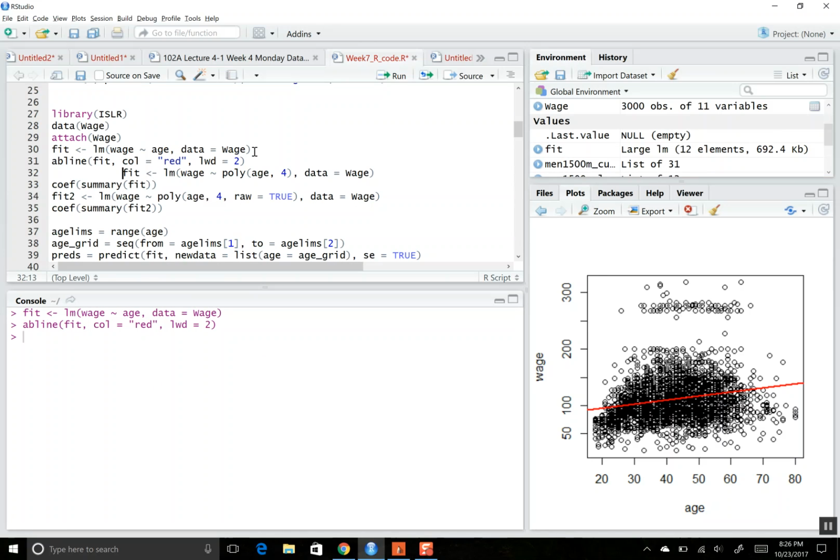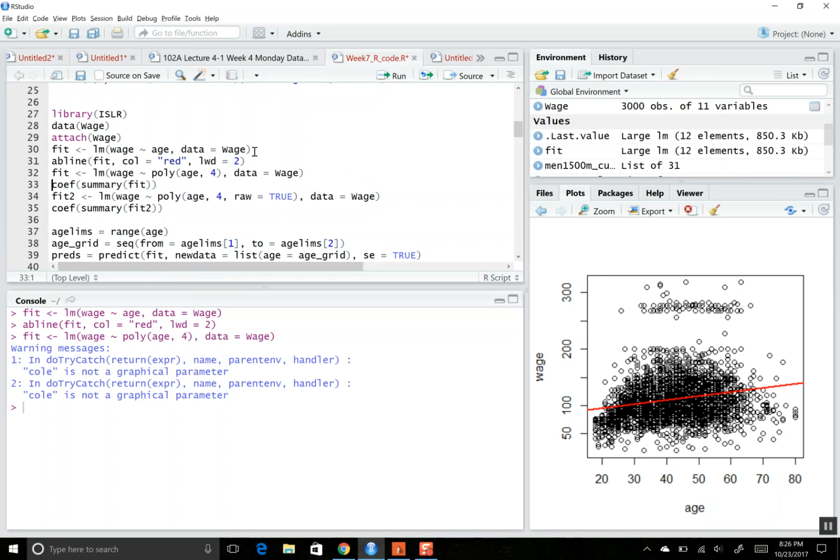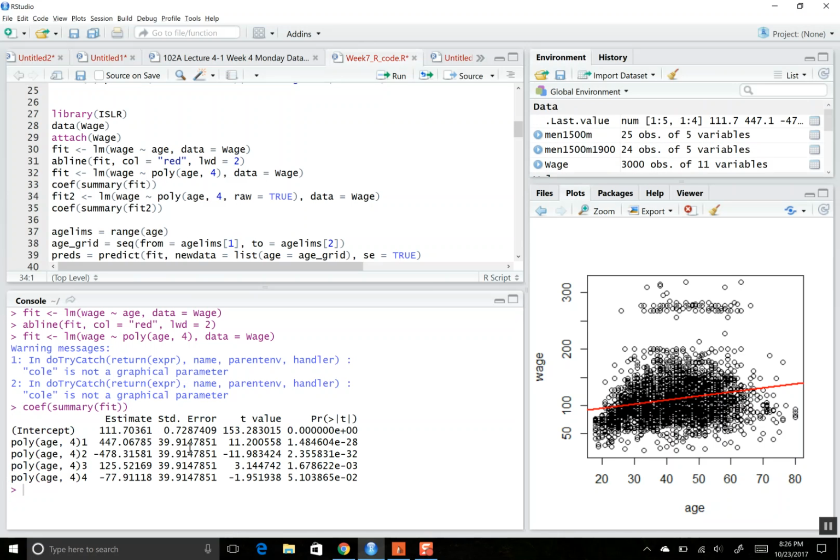So this time we will fit... Cole is not a graphic programmer. Okay, so we're gonna try to fit a fourth order polynomial here, and then we can take a look at the coefficients here.